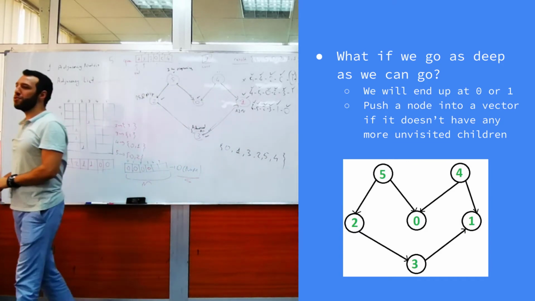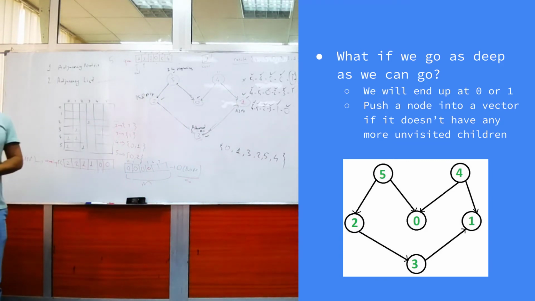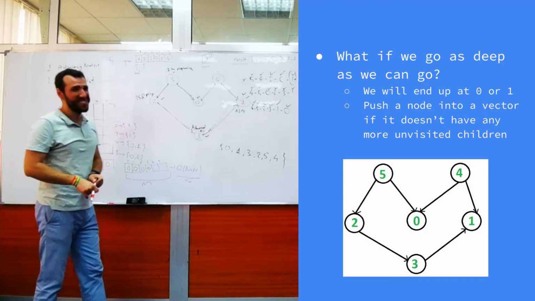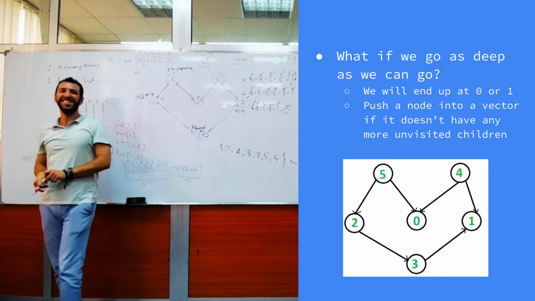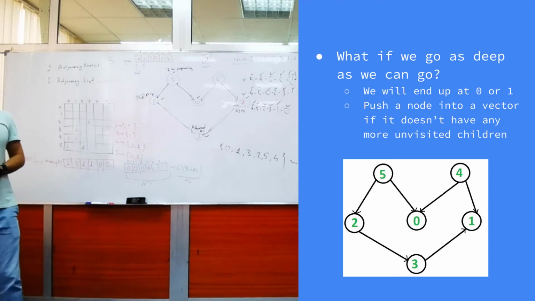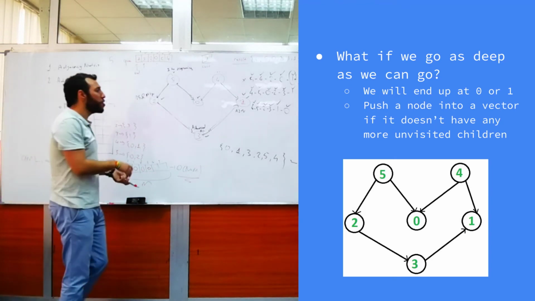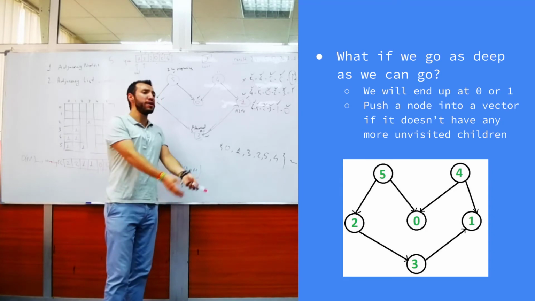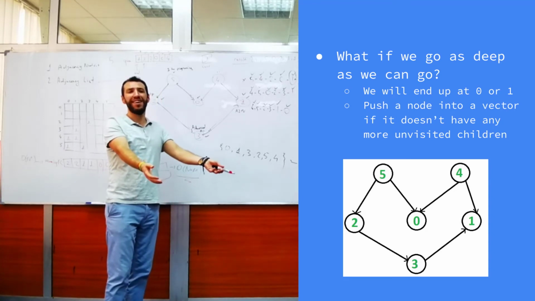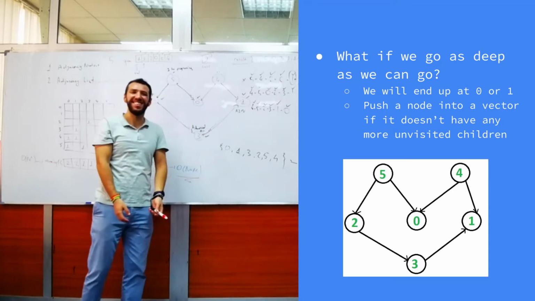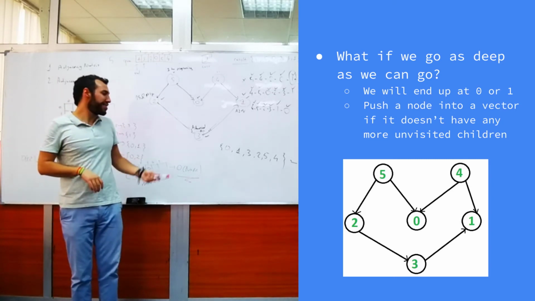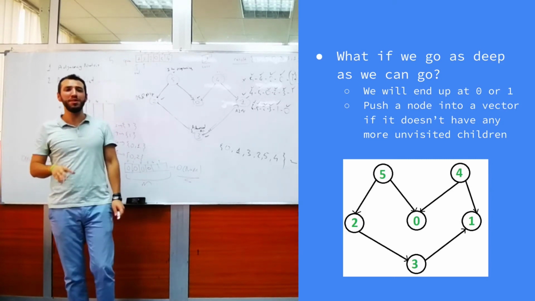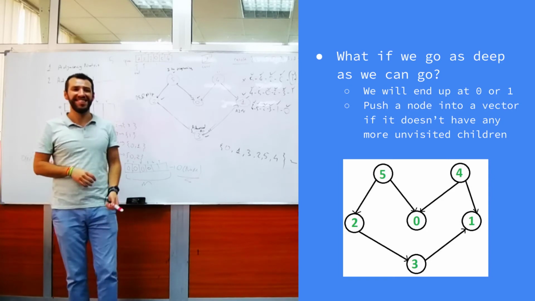Is this a topological sort order? No. But what if we look at it this way? Now what we are doing is we go as deep as we can and we say, okay, this guy depends on everything. Let's just add it to our list. And then we keep using this logic. And in the end, we basically make the topological sort from the reverse order.